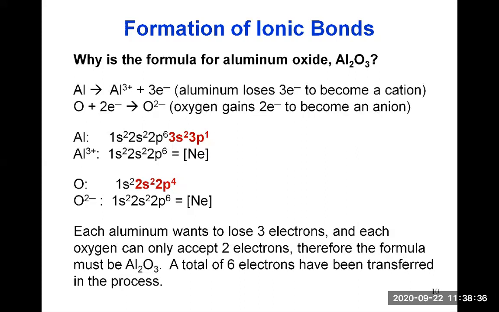And remember how we can also find this formula of Al2O3 by doing the crisscross trick, where you take the charge of the anion, oxygen, the 2 becomes the subscript for aluminum, and the 3 from the charge of the aluminum becomes the subscript for oxygen. But by calculating the number of electrons exchanged, you see it's 6 electrons. So that's why aluminum oxide has this formula Al2O3.